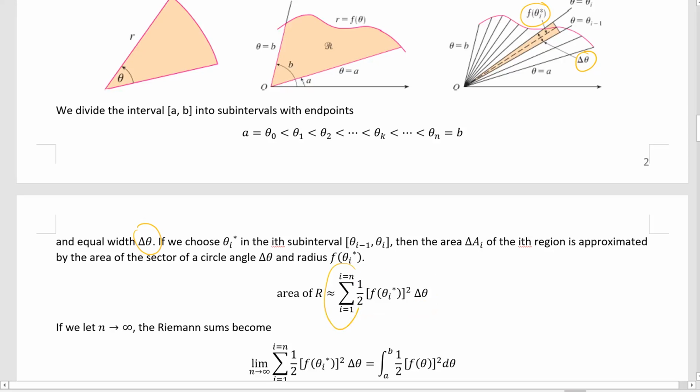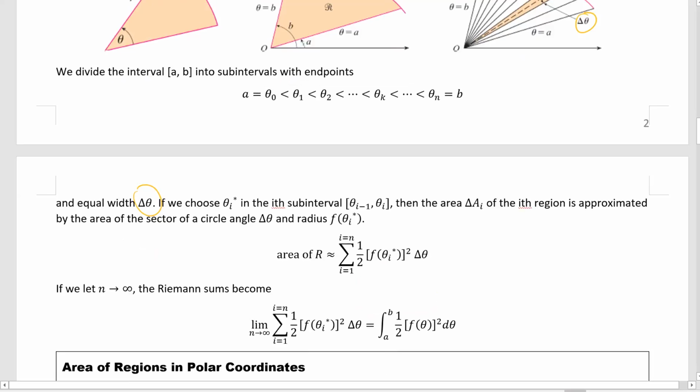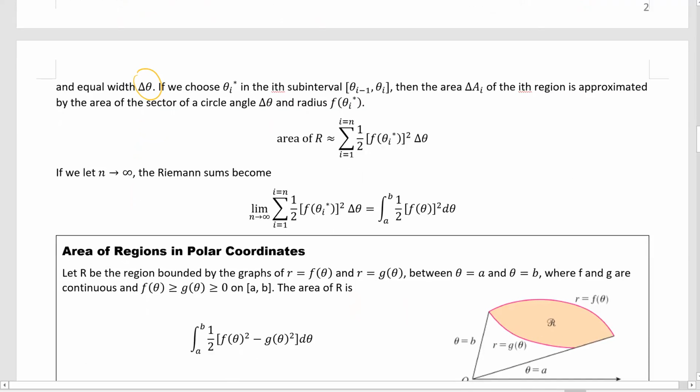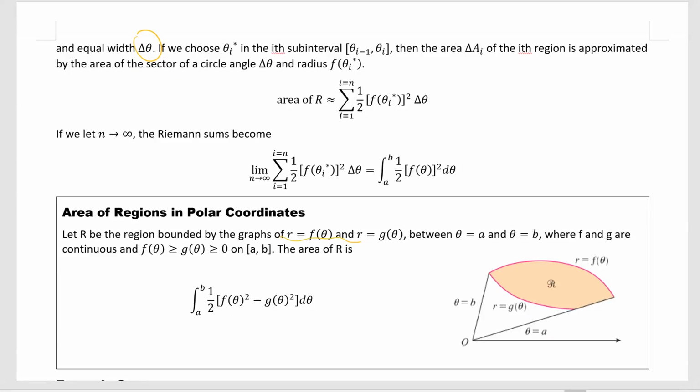And then we sum all of those sectors. When we let the number of subintervals go to infinity, we get a Riemann sum. This sum becomes the integral of 1/2 r squared, where r is f of theta, and the change of theta, delta theta, becomes d theta. So this is the formula of the area in polar coordinates. If you have two graphs, f and g, then you just use the outer area minus the inner area.